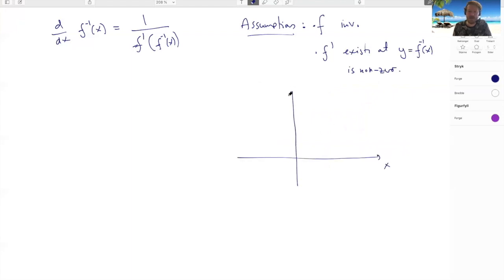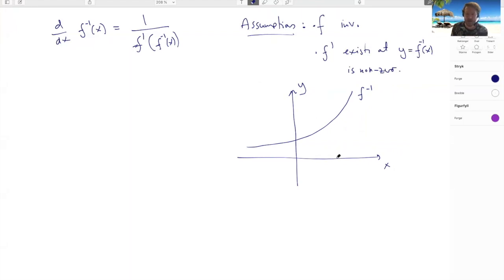So if I have x here, y here, and let's call this the graph of f inverse. Then of course this becomes the graph of f if I change the roles of the axes. If I view this as the x-axis, then this is just a graph of f. But let's not confuse ourselves too much.